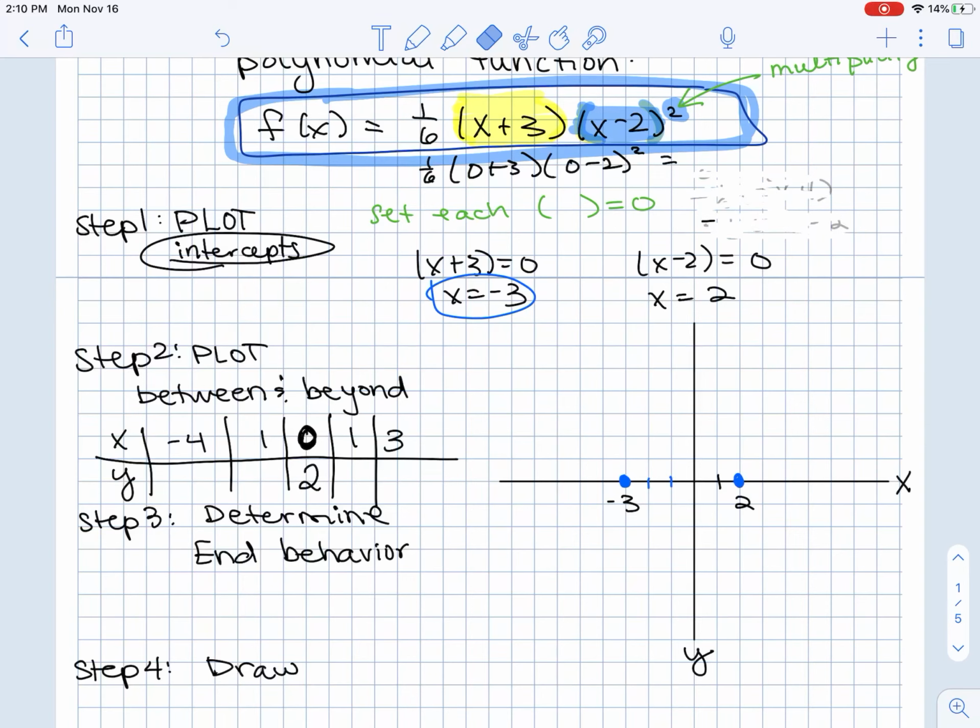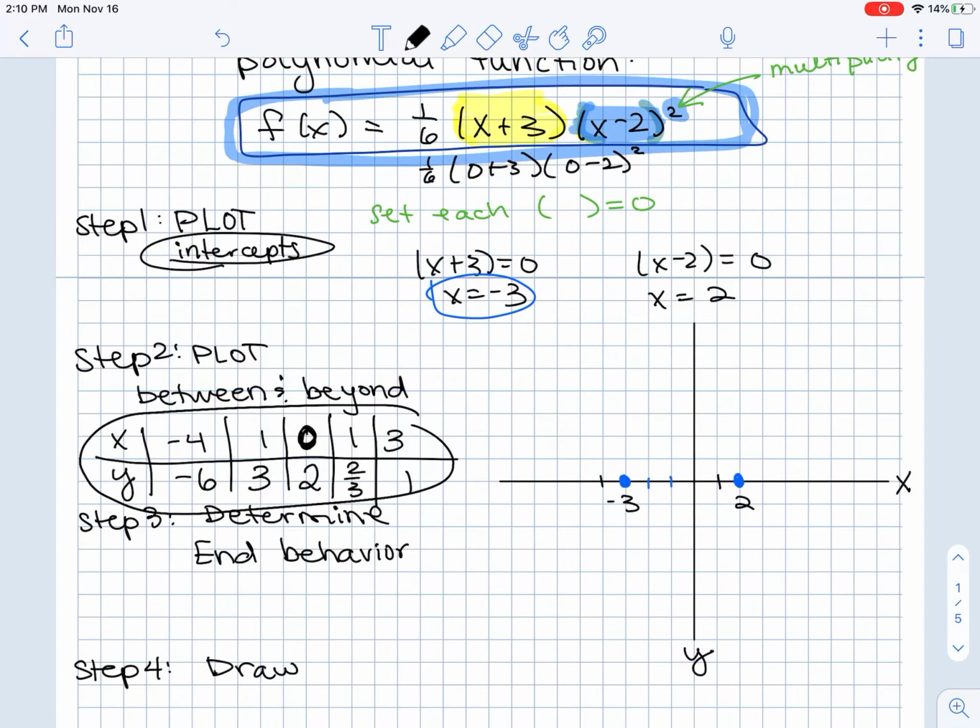I'm just plugging them in. And if we plug them in on each of these, I'm going to get a value of 3, this is a value of 2/3, this is a value of 1. And if I plug in negative 4, I'm going to get negative 6.